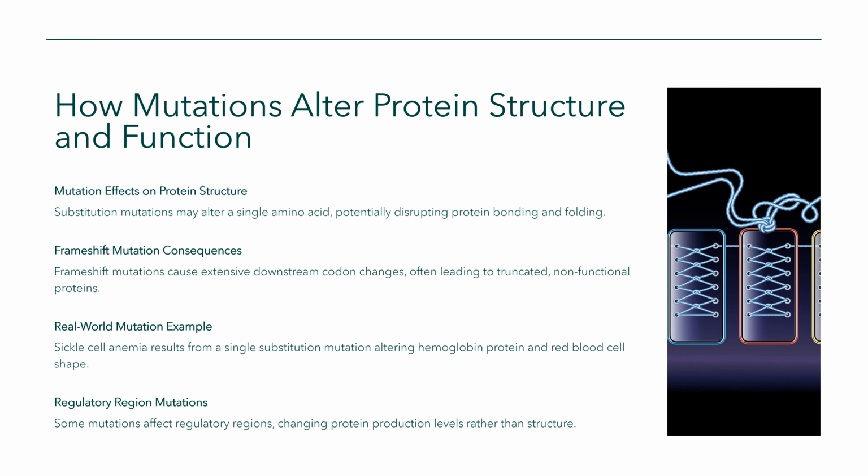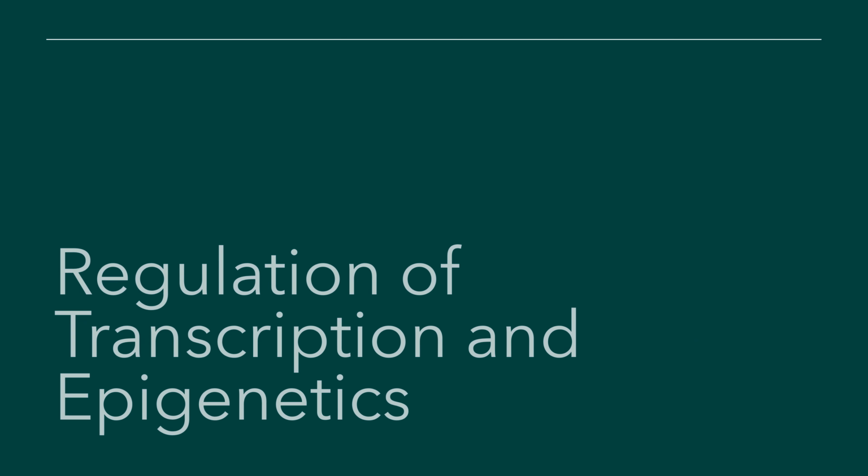Real-world examples strengthen this understanding, such as sickle cell anemia, where a single substitution in the hemoglobin gene leads to altered protein structure and red blood cell shape. In contrast, some mutations may affect regulatory regions rather than coding sequences, altering when or how much protein is produced rather than its structure.